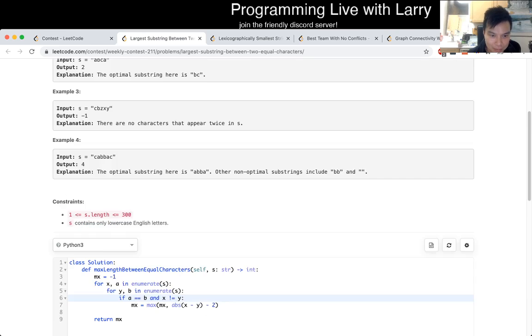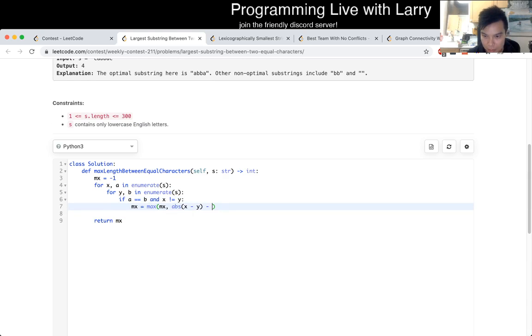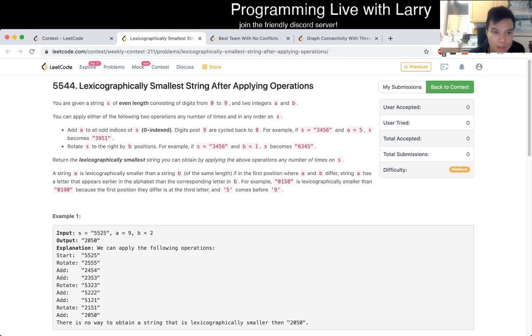What? Oh, this is -1. Slow today? Okay. At 8 or odd index, we'll take S to the right by B. Any number down. Okay.